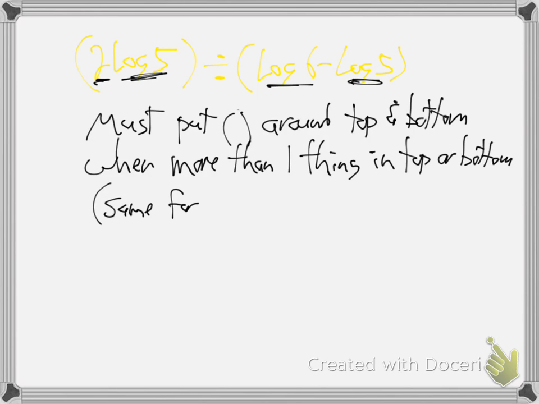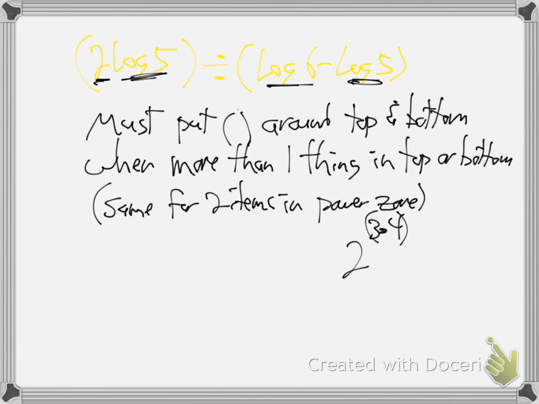Same for 2 items in the power zone. So like if you have 2 to the 3 times 4, you'd have to parenthesize. When you type it in, you have to go 2 to the power, parentheses, 3 times 4. You know what I mean? So whenever you have more than one item in any zone, numerator zone, denominator zone, power zone, you have to parenthesize that when you put it in the calculator. That way you tell the calculator, hey, this stuff's all in the same zone.